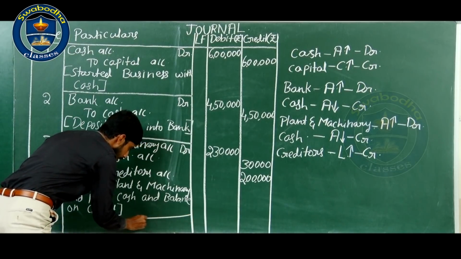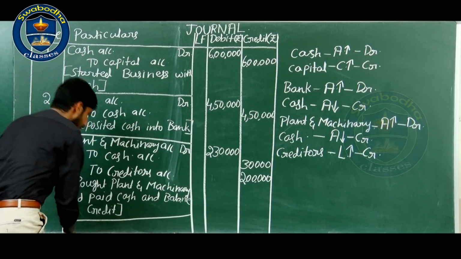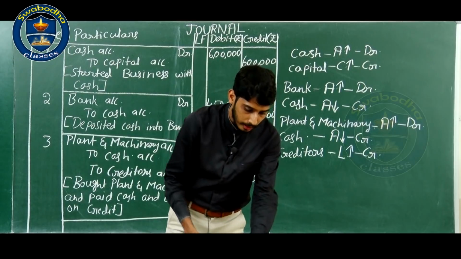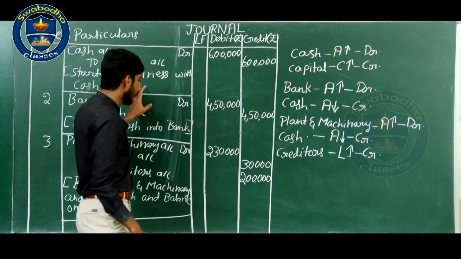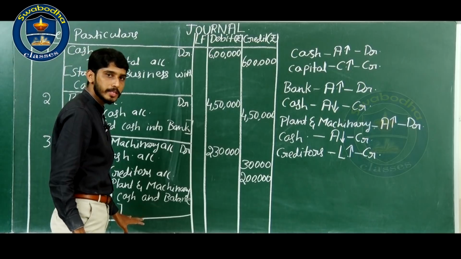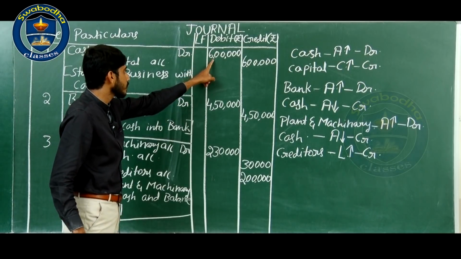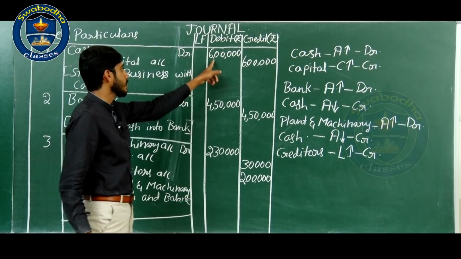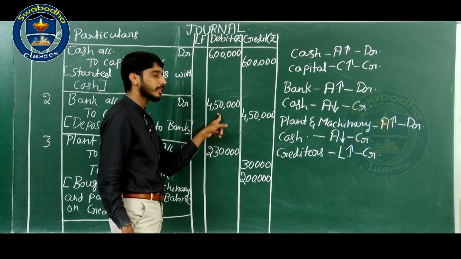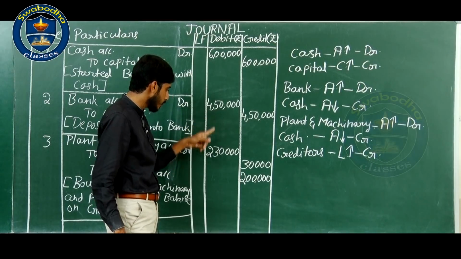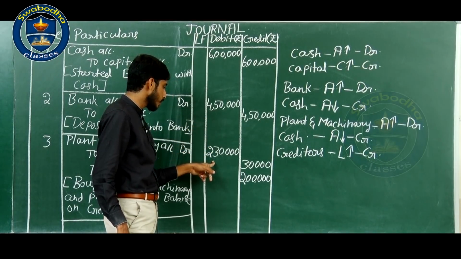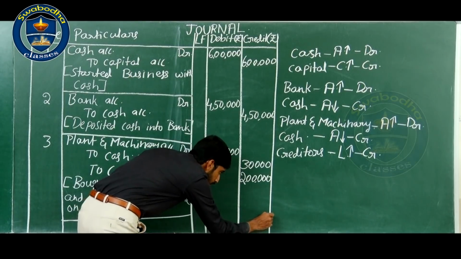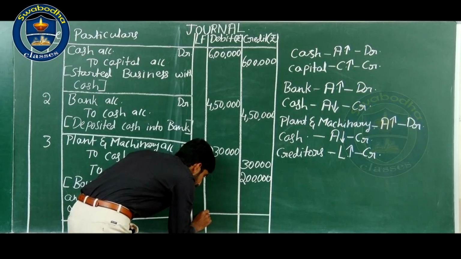Draw a line which indicates that the transaction has ended. Now, one page of journal is completed. That means, next step is you have to calculate the total of all these transactions. 6 lakh plus 4 lakh 50,000, 10 lakh 50,000 plus 2 lakh 30,000, 12 lakh 80,000. So, the total on both the sides is 12 lakh 80,000.